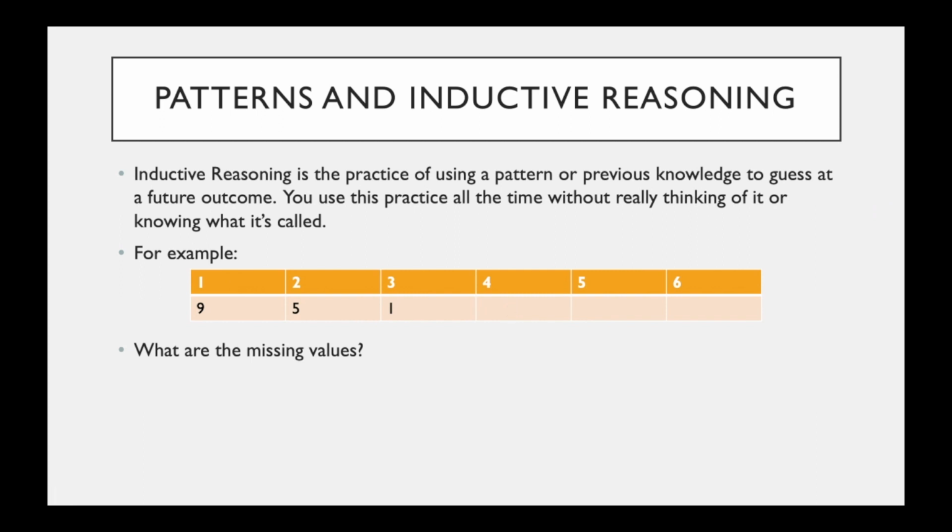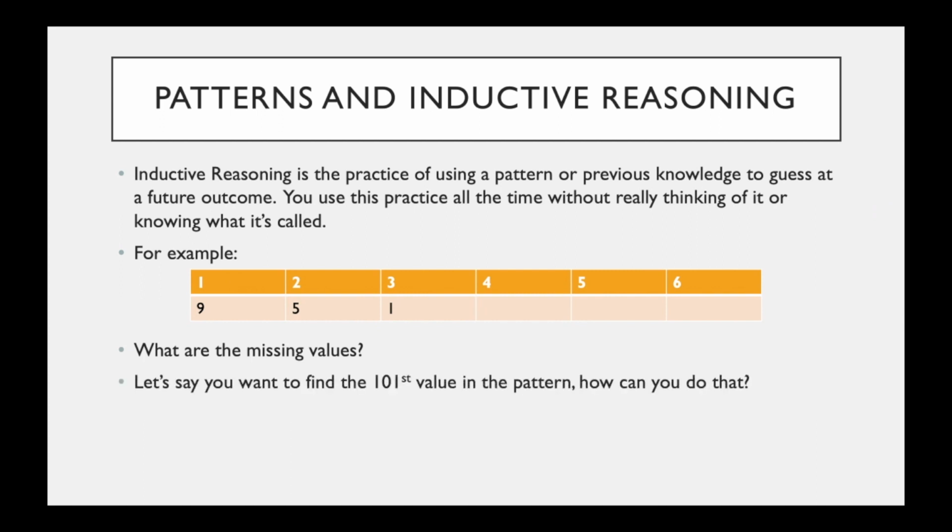Write them down. I'll wait. No, seriously, write them down. I'll wait. Right, the next 3 values would be -3, -7, and -11. So that's part of what we're doing today.